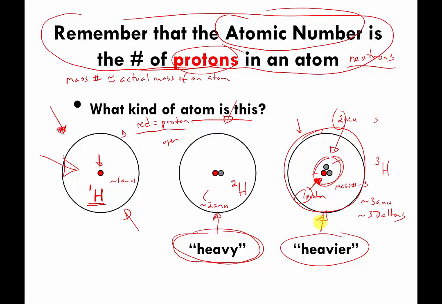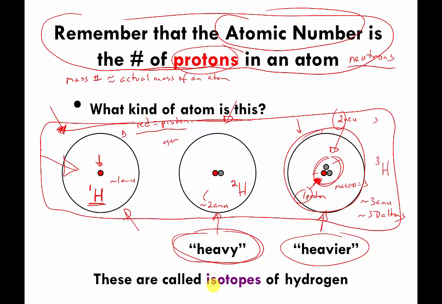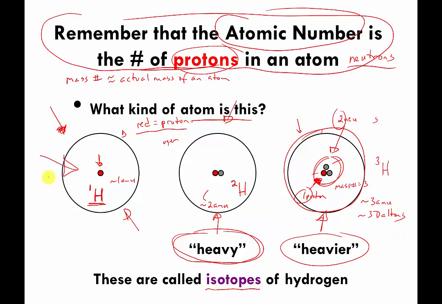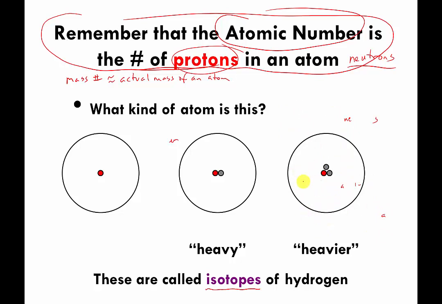So they're all hydrogens, all three atoms are hydrogens, but they're different from each other in how much they weigh, or what their mass is. There is a fancy name for these versions of hydrogen. They are all called isotopes of hydrogen. So every single atom, or cartoon of an atom, that I've drawn here is a hydrogen atom. But they're different from each other, and the fancy name for different versions of these hydrogen atoms is to call them isotopes of hydrogen.